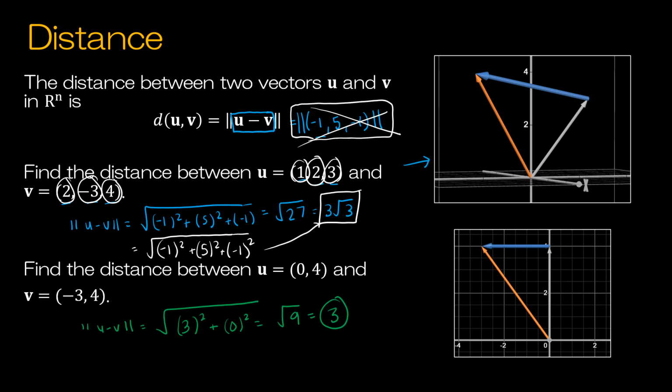And so what we're saying, and we can verify this by looking at our picture, is if we have 0, 4, so this is u, and we have negative 3, 4, which is v, the distance, which I've drawn in blue, this distance is 3. Now that's the same as if I did the parallelogram rule, which would be looking something like this. Again, it's the same distance of 3. So that's the value that we're looking for.